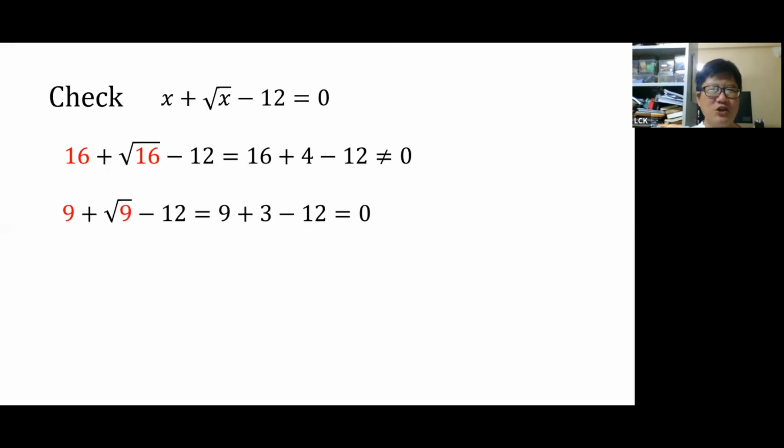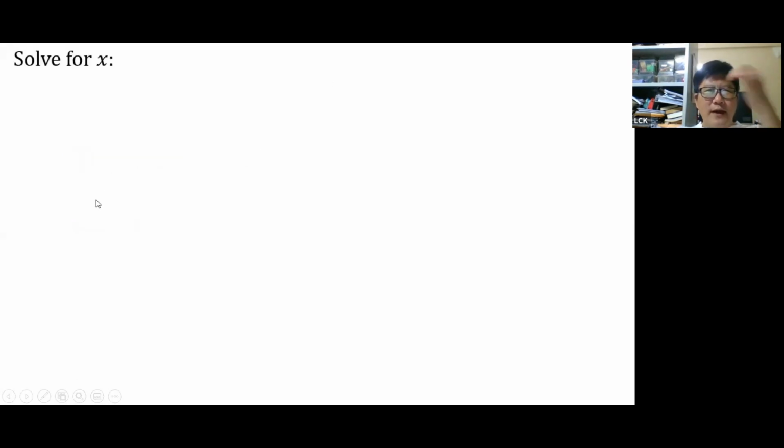Now do the check for 9. 9 plus square root 9. I'm just replacing 9 here. So that equals 9 plus 3 minus 12, and that is 0. And what does that tell you? That tells you that 16 is not a solution, but x equals 9 is a solution. So x equals 9 is your only solution. That's your only solution there. X equals 16, trash it, toss it out. It's not a solution.